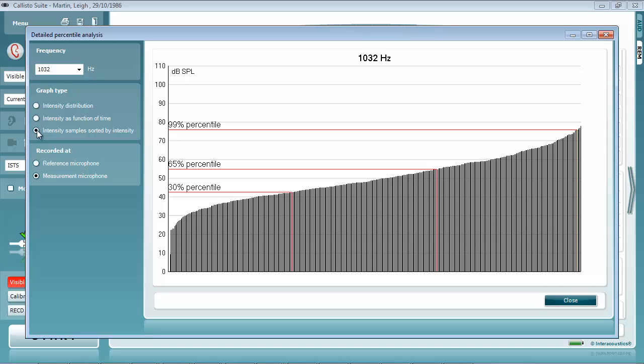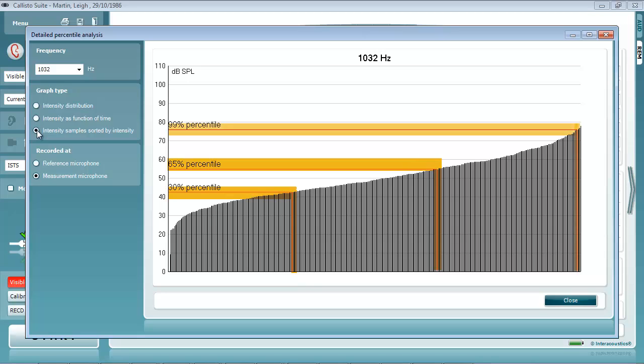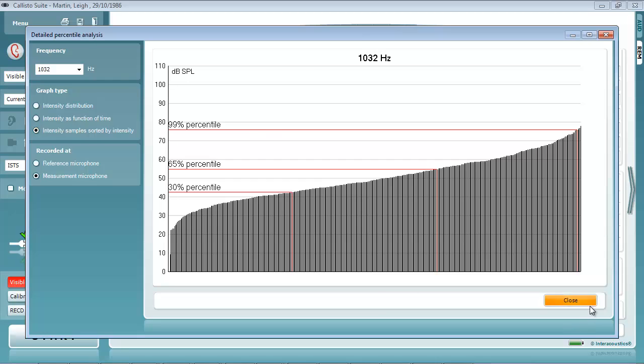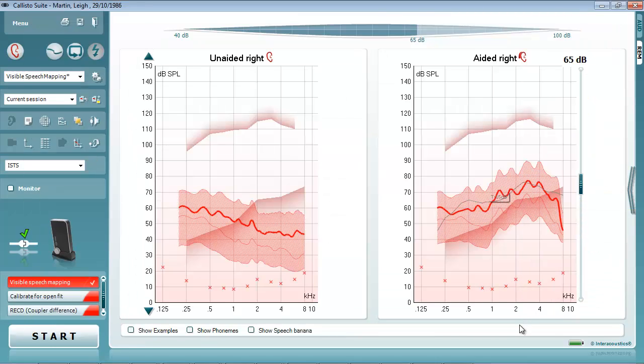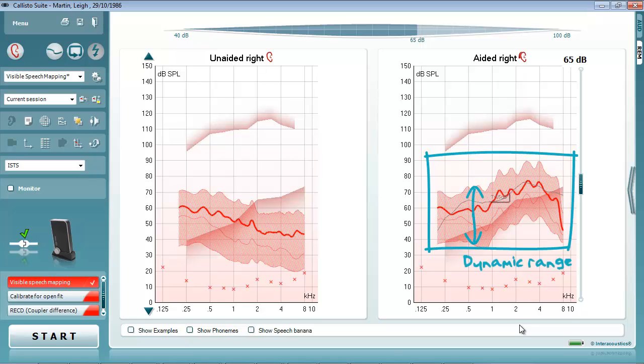At the x-axis, we can now find where we have passed the lowest 30%, and the corresponding intensity at 30% gives us the 30th percentile. Following the standard, we do the same for the 65th percentile and for the 99th percentile. These three values are plotted around the curve of the aided response graph, and the area in between we have highlighted to emphasize the dynamic range of the measurement.